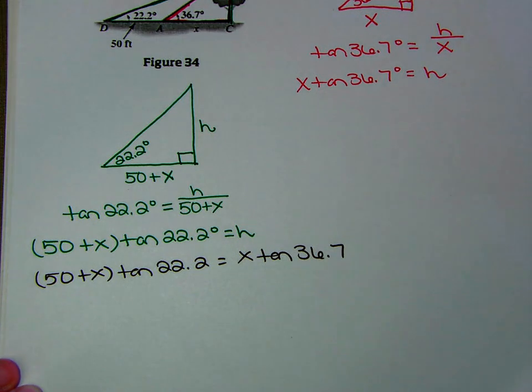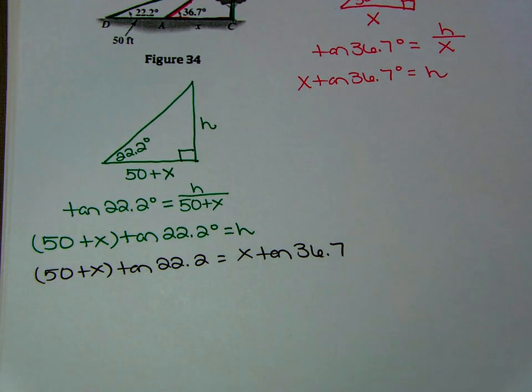And here's something I'm going to go ahead and warn you about: could you type in tangent of 22.2 in your calculator and come up with a decimal out of the gate? You sure can. But then you're going to write that decimal over and over and over again.